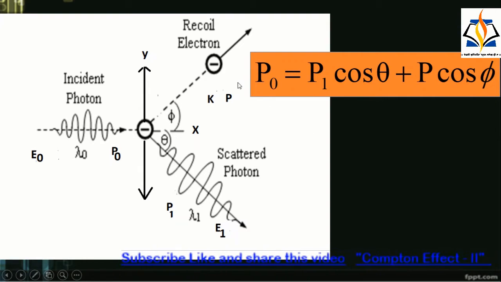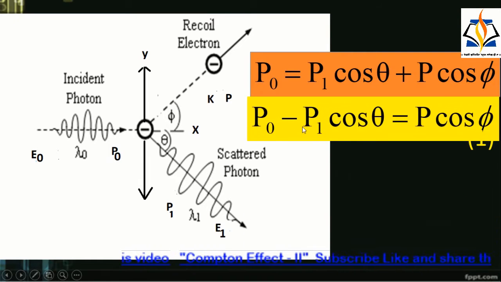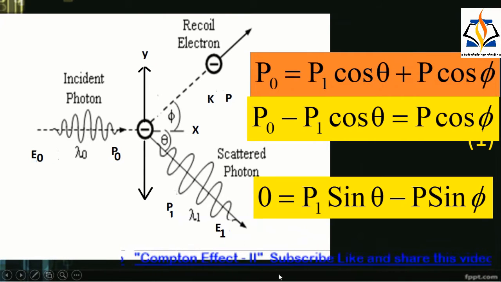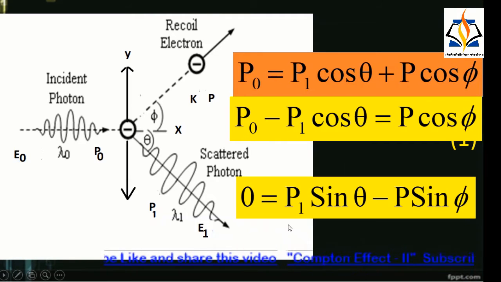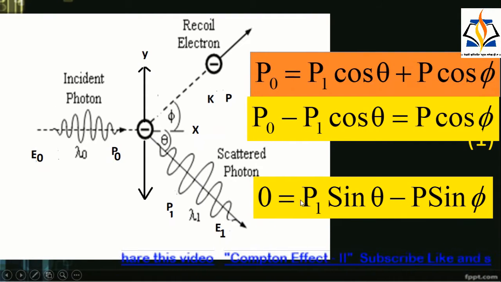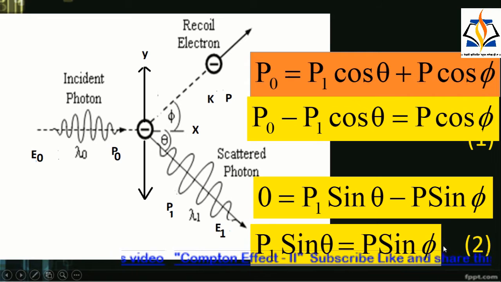Now this expression can be rearranged like this: P0 minus P1 cos theta is equal to P cos phi. This is equation 1. Now the component along y-axis, but the components are oppositely directed. So P1 sin theta is directed in a downward direction, and P sin phi is directed in the upward direction. P1 sin theta minus P sin phi. This is equation number 2. Now from this equation it can be rearranged as P1 sin theta is equal to P sin phi.